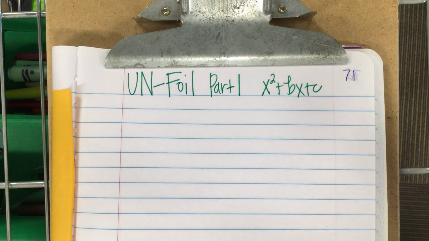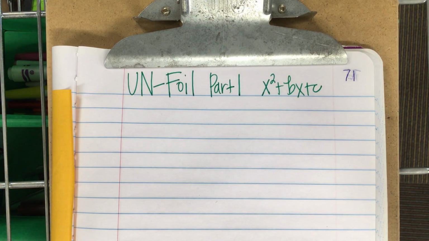Today we are going to unfoil. Yesterday our answer was a distributive property problem, right? Something in front of the parentheses and something inside the parentheses. Today we're unfoiling. What do you think our answer is going to look like when we unfoil? Ben? A binomial times a binomial.